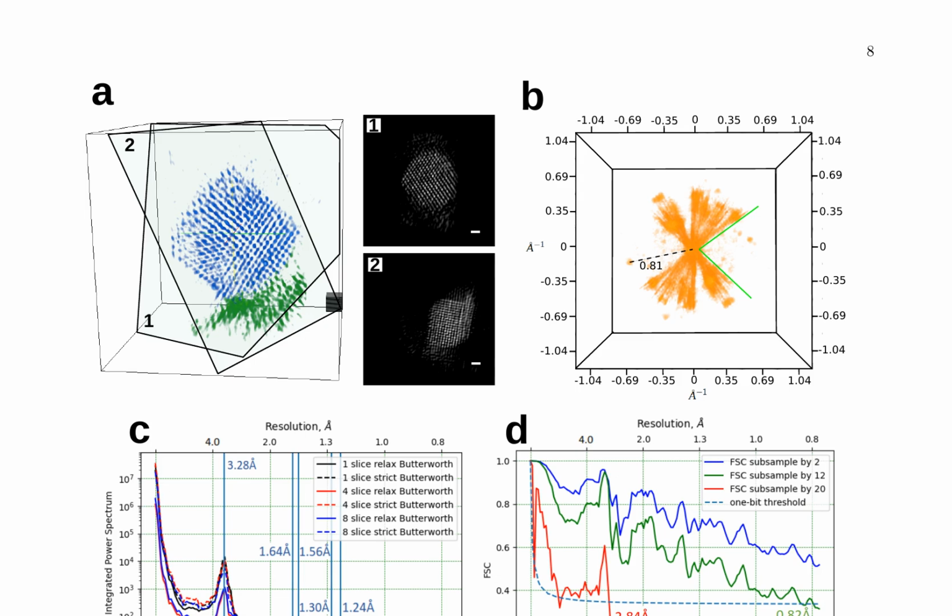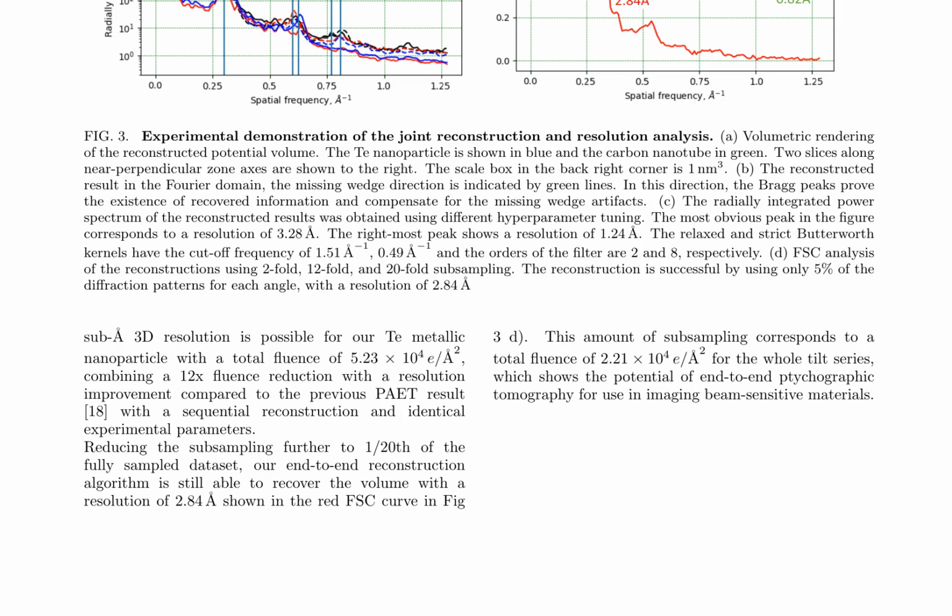The simulation benchmark demonstrates the algorithm's performance on a cube-shaped Pt at aluminium oxide core shell nanoparticle, showing acceptable alignment differences and high accuracy in the reconstructed volume compared to the ground truth. The paper also discusses the development of a novel end-to-end reconstruction algorithm for ptychographic tomography, focusing on the experimental demonstration and resolution analysis. The experiment involves collecting a 4D STEM dataset at various tilt angles, achieving a resolution of 3.28 Å with a total fluence reduction of 12 times compared to previous methods.